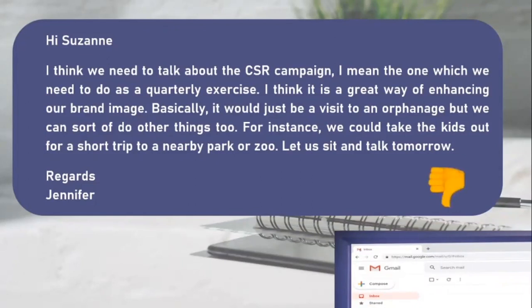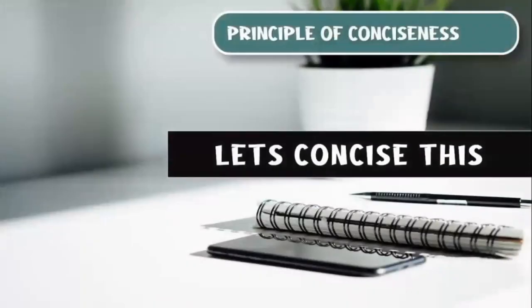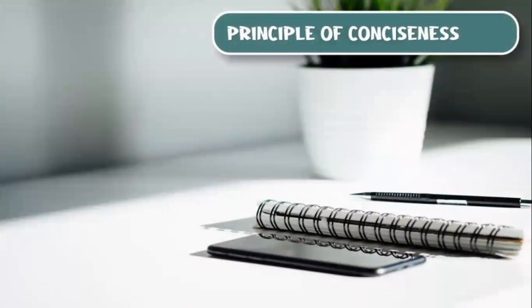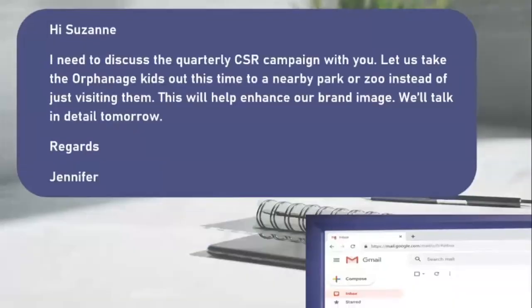This mail is full of fillers and extended phrases, wherein Jennifer could have finished this mail in just 2 sentences. Let's concise this. Hi Suzanne, I need to discuss the quarterly CSR campaign with you. Let us take the orphanage kids out this time to a nearby park or zoo instead of just visiting them. This will enhance our brand image. We'll talk in detail tomorrow. This sounds concise.